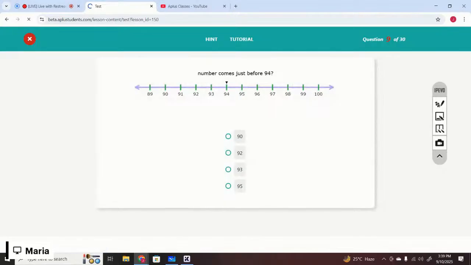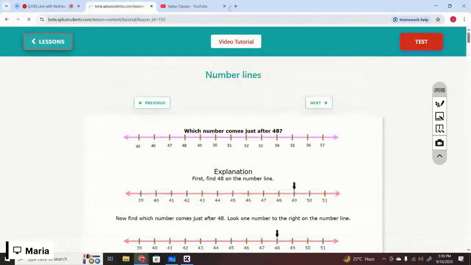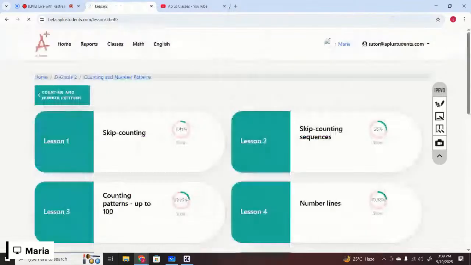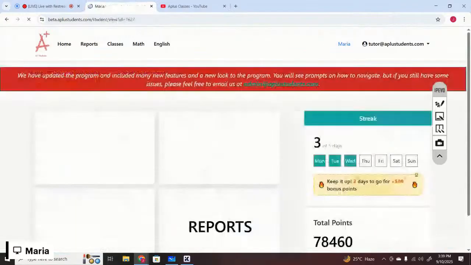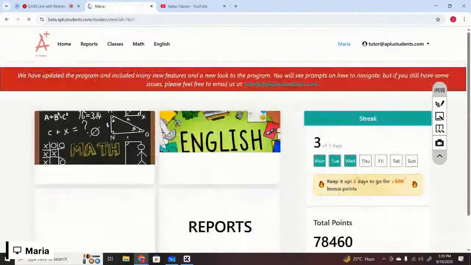Okay, you can complete the lesson by yourself later today. So we were working on grade 2 math. The chapter we are working on is skip counting sequences, counting patterns up to 100, and number lines. So please make sure before the next session you complete all the practice questions.